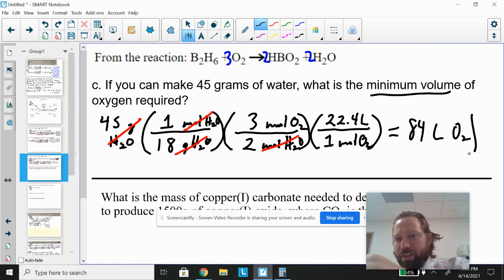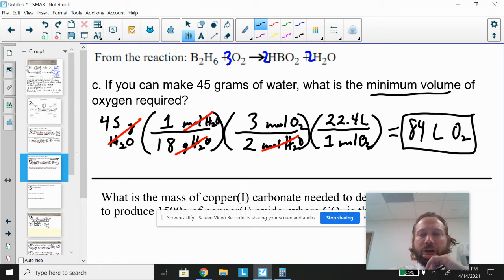Okay, so that is my volume of oxygen gas I would need in order to make 45 grams of water, at least. If I had less, if I had 83 liters or 82 liters, I'd make less water than that.